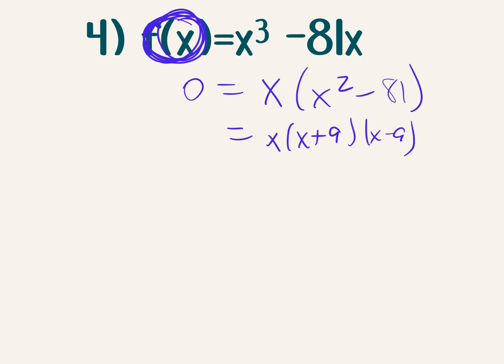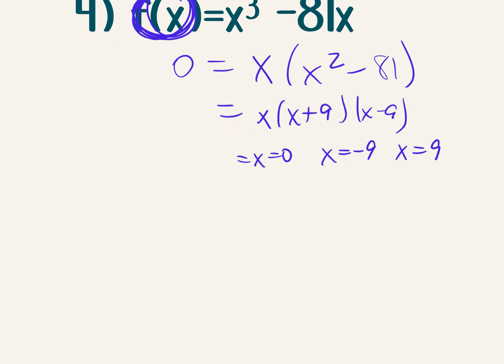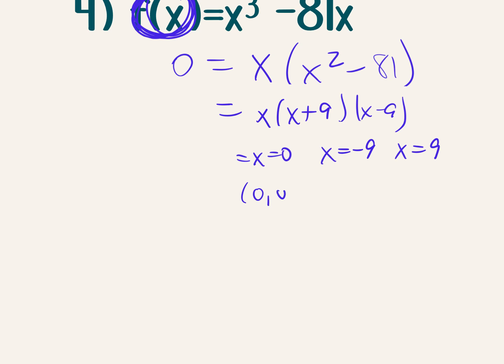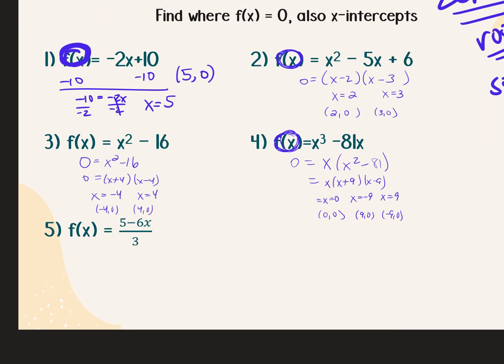All right, so I have 3 answers here. I have x equals 0, x equals negative 9, and x equals positive 9. So how do I write my intercepts? 0, 0, then what? 9, 0, and negative 9, 0. Good. So if a question asks you to find the roots, find the solutions, find the x-intercepts, find the zeros, that just means set the equation equal to 0 and solve it.